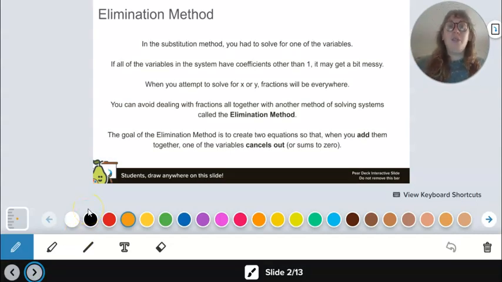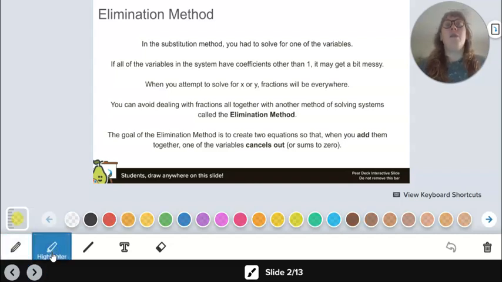So in the substitution method that we did last week, we first had to solve for one of the variables. If all of the variables have coefficients other than 1, it can get messy. We may deal with fractions. And when you attempt to solve for x or for y, fractions will be everywhere. So you can avoid dealing with fractions with another method called the elimination method.